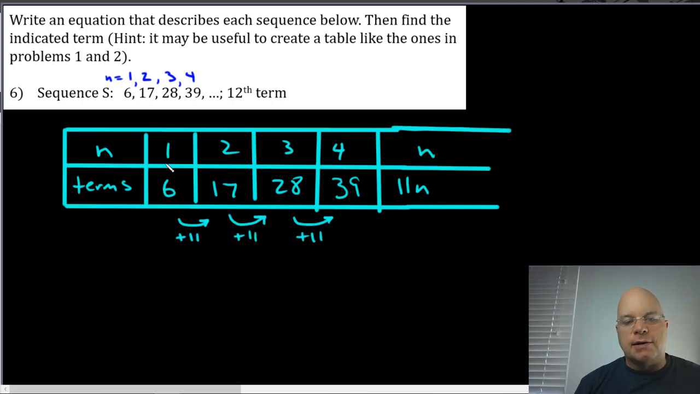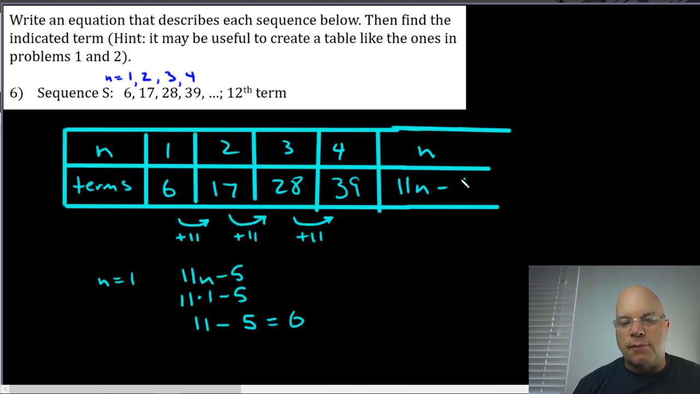But then we have to check it for n equals 1. 11n would be 11 multiplied by 1, which is 11, but we don't have 11, we have 6, which is less than 11. We have to take something away from 11 to get the 6 that we need. What would you take away from 11 that would give you 6? You would take away 5. So subtract 5 in the rule, and then we should have the rule that works for any number n.